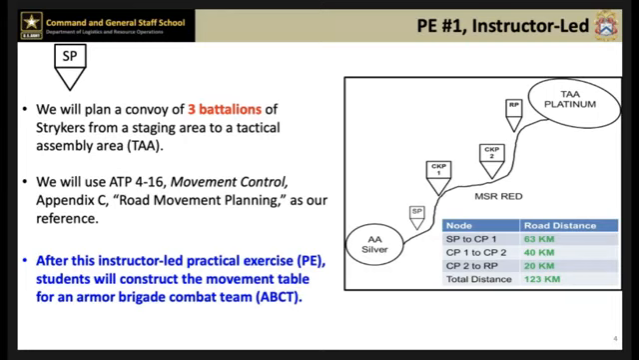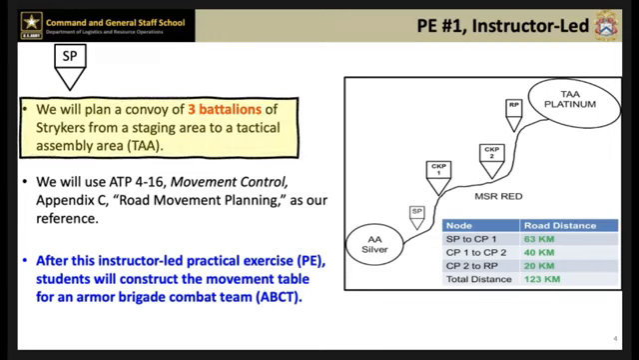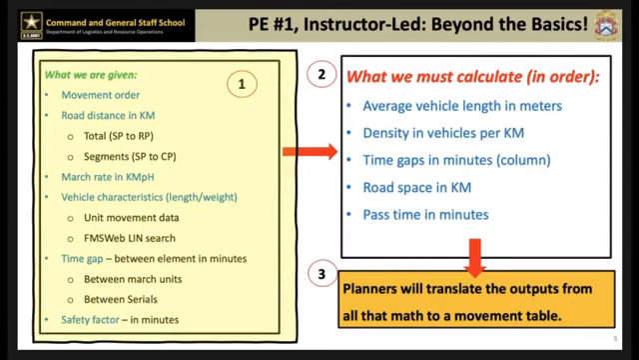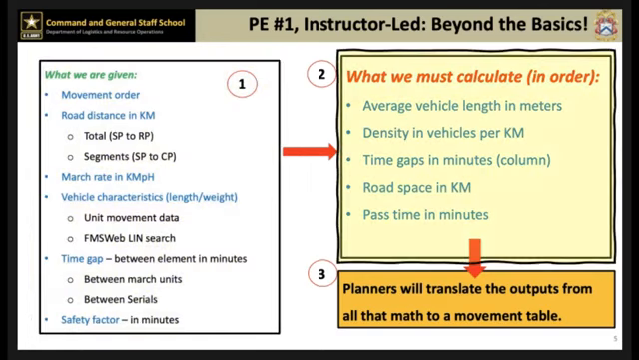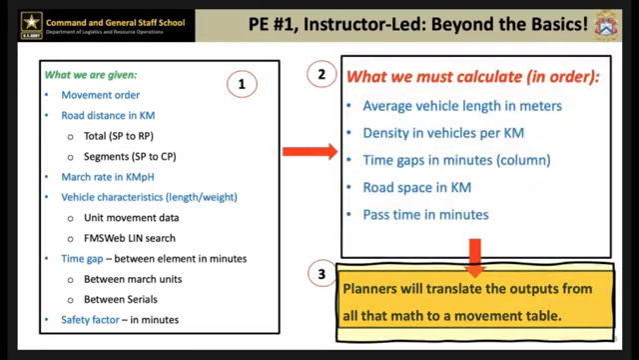This is an instructor-led practicum that will lead you through the process of planning movement calculations and building a movement table. In this scenario, we are planning a convoy for 3 battalions of Strykers. Let's suppose that we've been given a movement order that provides the information we need to begin planning. There are 5 basic things that we must calculate: average vehicle length, density, the time gaps, road space, and pass time. Our task is to take these outputs and complete the movement table.